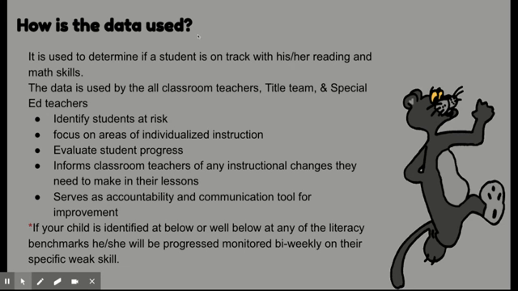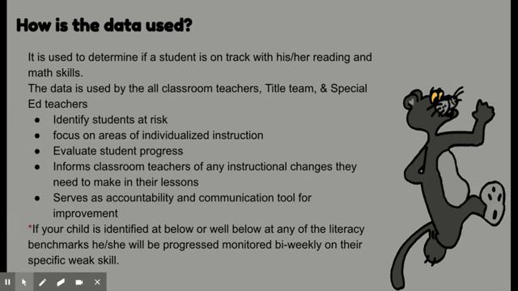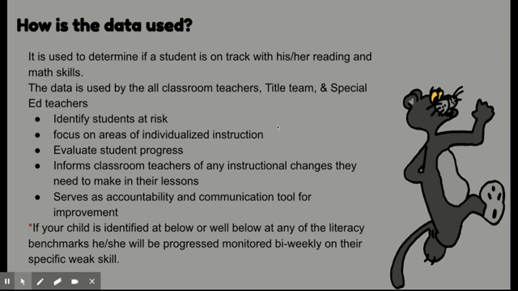This data is used to determine if a student is on skill with his or her reading and math skills. The data is used by all classroom teachers, the Title team, and special ed teachers. This helps us identify students who are at risk, and helps us focus on areas of individualized instruction. This data is also used to help us evaluate student progress. This helps inform classroom teachers of any instructional changes they need to make in their lessons, and serves as an accountability and communication tool for improvement.